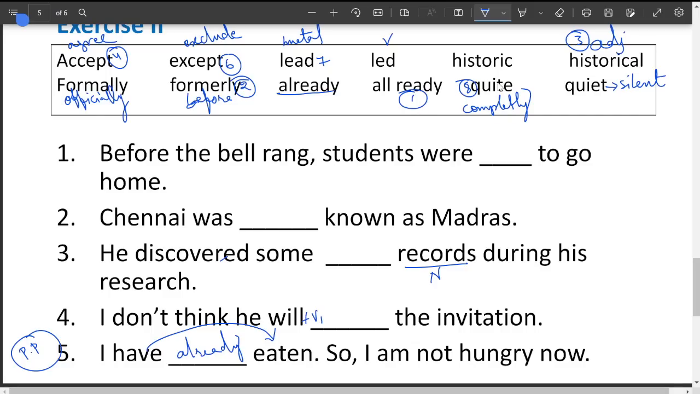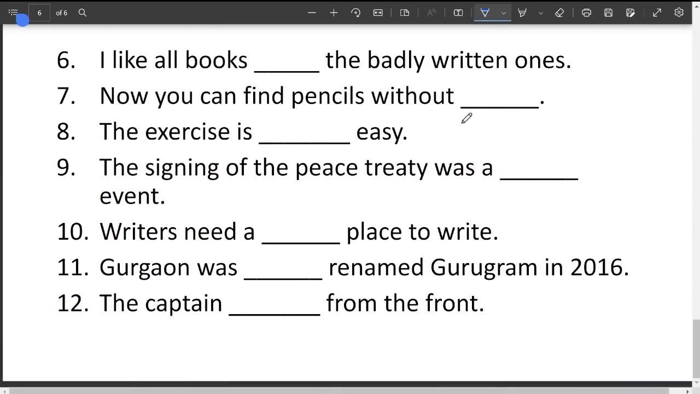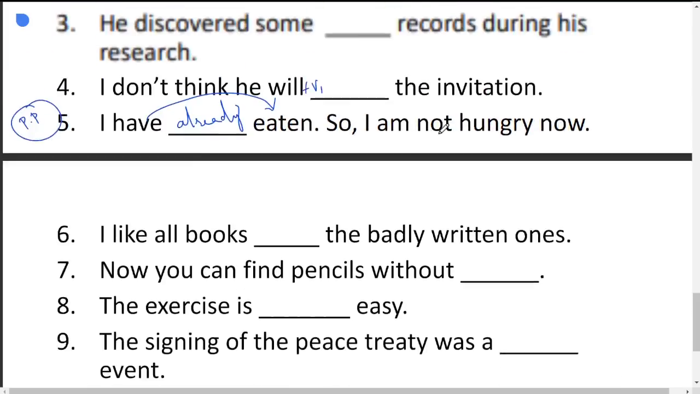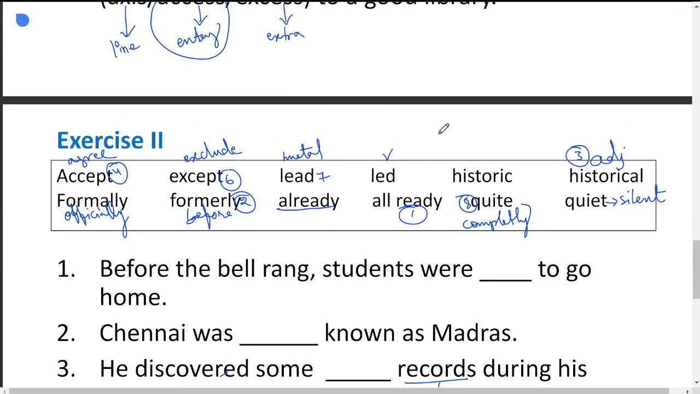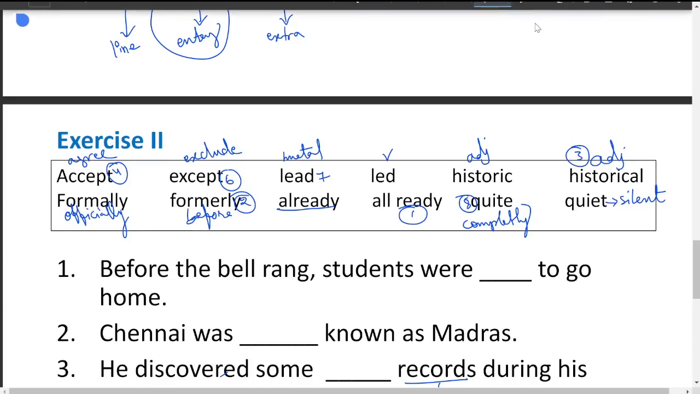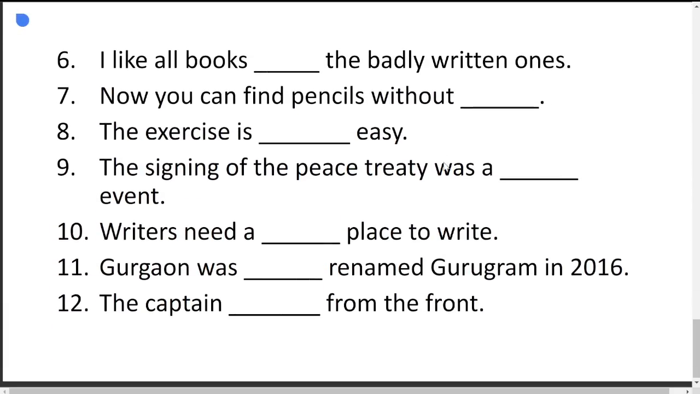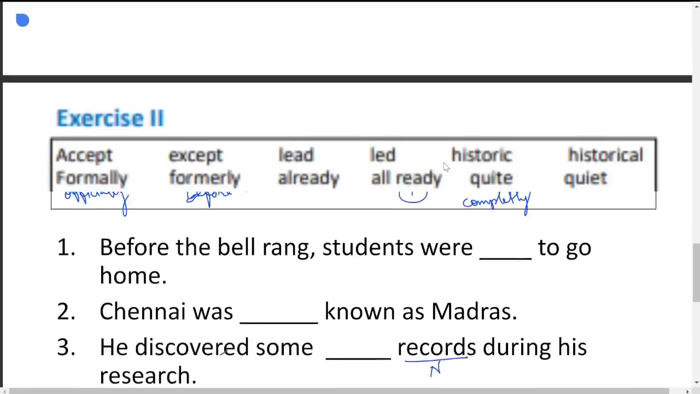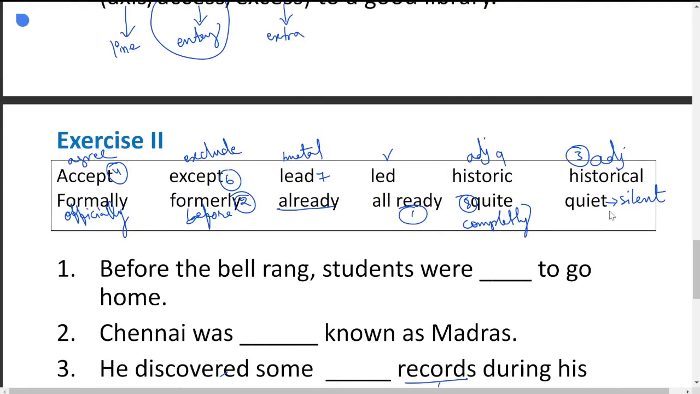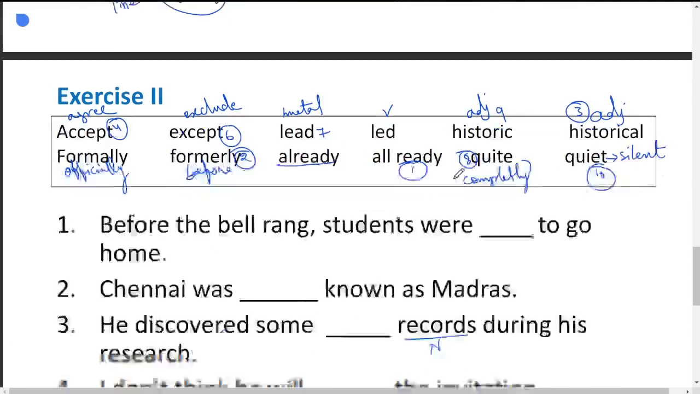Okay, next. The signing of the peace treaty was a dash event. Now we need an adjective. It is a historic event that can be used. So that is the ninth one. Next. Writers need a dash place to write. Writers need a silent place to write. Peaceful place. Okay. So that can be used with the 10th one.